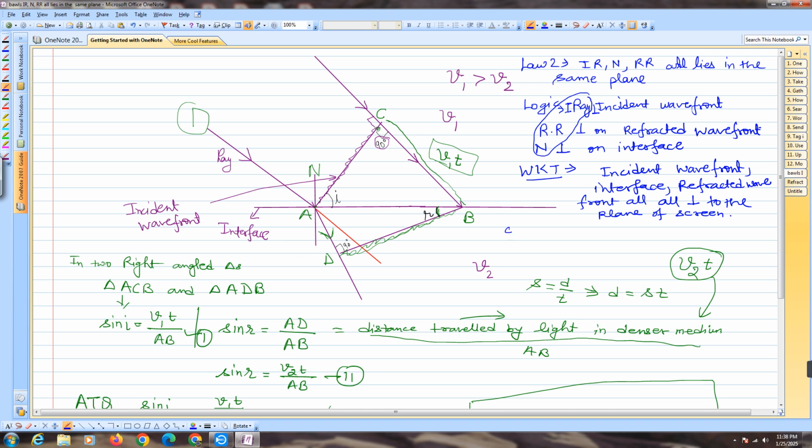So we can write incident ray, normal, and refracted ray all lie in the plane of screen, and you people will write in the plane of paper. Correct? So this is the proof of second law of refraction, and which is very important from the point of view of examinations. Thank you.